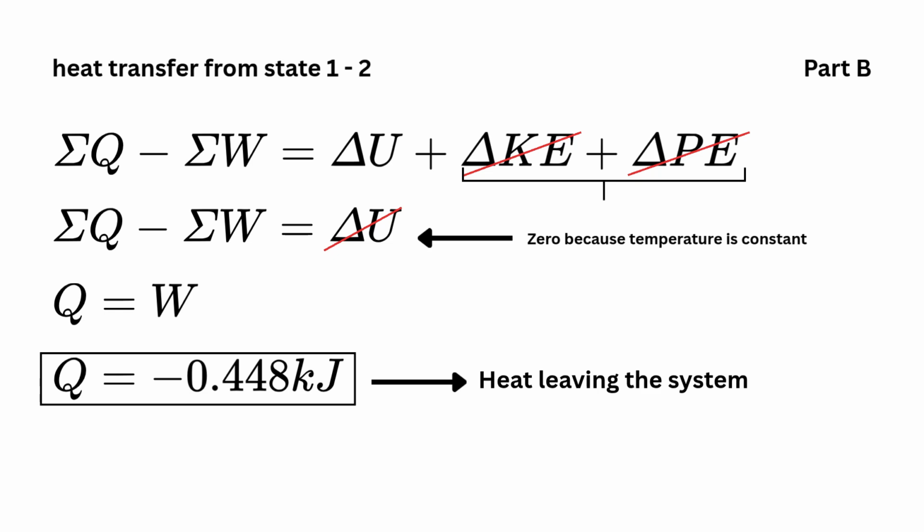Now, to determine the heat transfer from state 1 to state 2, we go to the first law of thermodynamics, which states that the net heat transfer minus the net work is equal to the change in internal energy plus the change in kinetic energy plus the change in potential energy. We made the assumption that both kinetic and potential energy changes are negligible here. We also say that the change in internal energy is zero because our temperature is constant and internal energy is a function of temperature. This leaves us with Q equals W, so our heat transfer is the same as our work, which gives us Q equals negative 0.448 kilojoules, and because this is negative, it means that the heat is leaving the system.